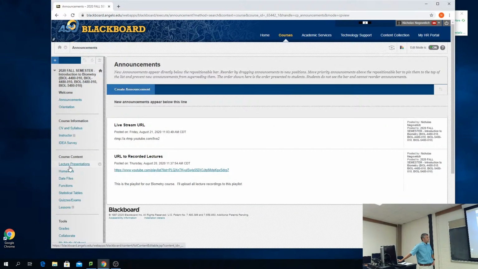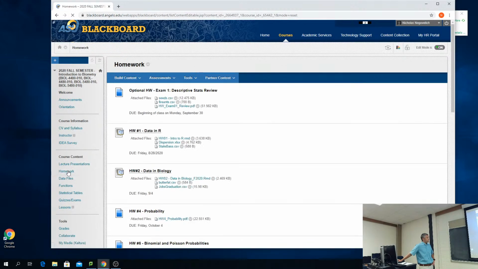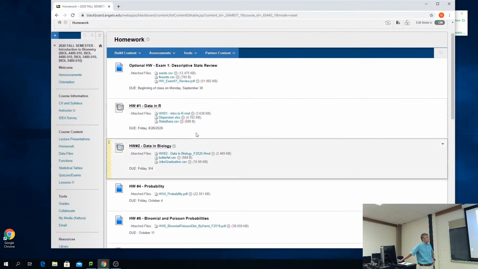All right, so you probably received a notice that I've got data in biology posted. This is an RMD file, butterfat, jobs graduation. It's going to give you practice making histograms, making tables in R. So a lot of the same stuff that we were doing in this presentation. So you can start on it if you wanted.